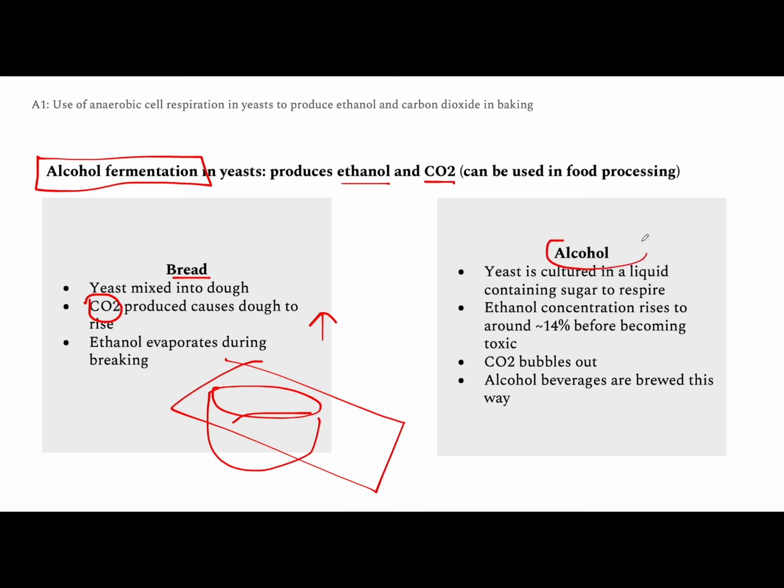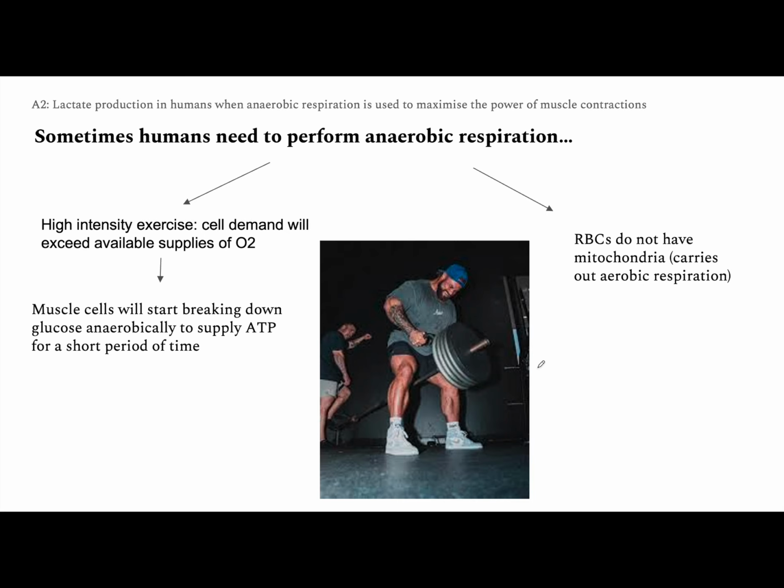In the production of alcohol as a beverage, the yeast is cultured in a liquid which contains sugar to carry out anaerobic respiration, and because it will break down the glucose and release ethanol and carbon dioxide, the ethanol concentration will rise to around 14%, and the carbon dioxide will bubble out. Most alcoholic beverages are brewed this way. In humans, rather than alcohol fermentation, we carry out lactate production. So rather than producing ethanol and carbon dioxide, humans, when undergoing anaerobic respiration, will produce lactic acid.